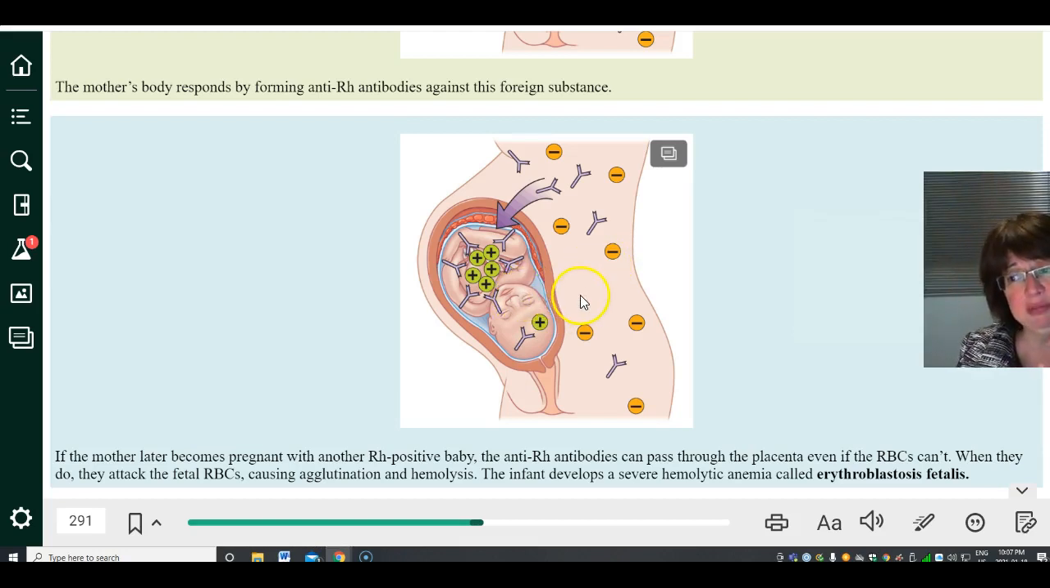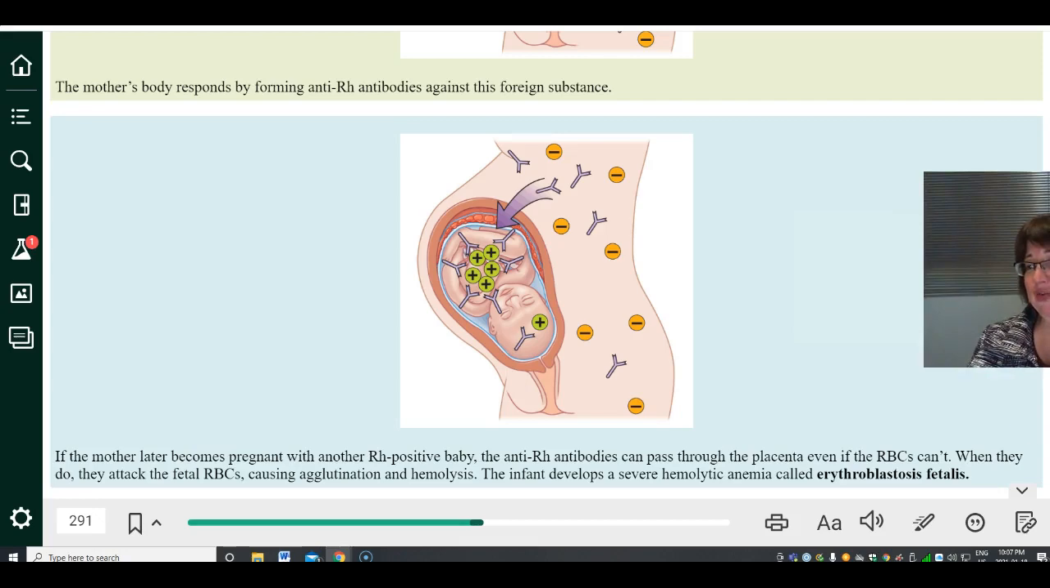This isn't a problem until the blood mixes, but as soon as the blood mixes and those positive antigens get into the negative mother, then the antibodies are made. Now, there is a shot that will be given to mothers to prevent the formation of antibodies. And then if you don't have any antibodies, you don't have a problem.